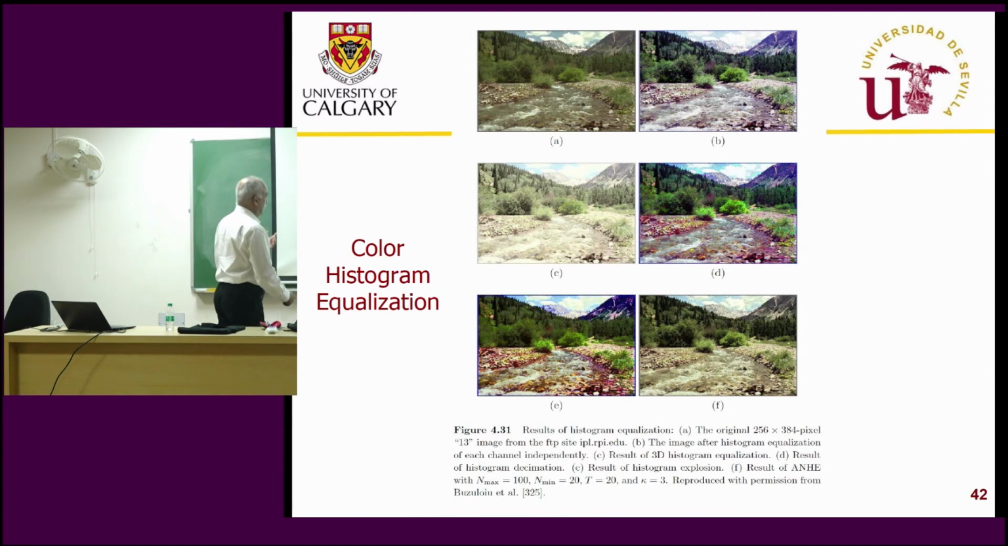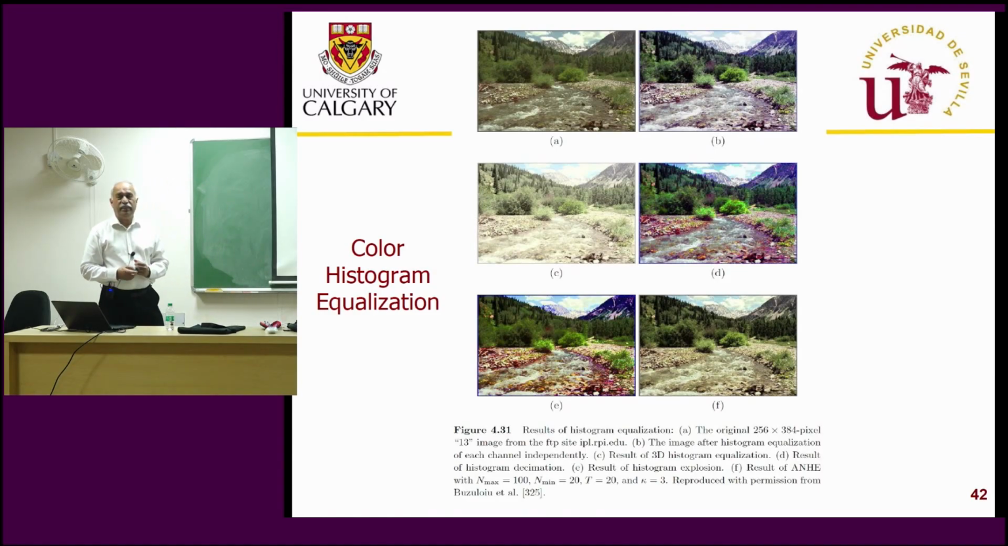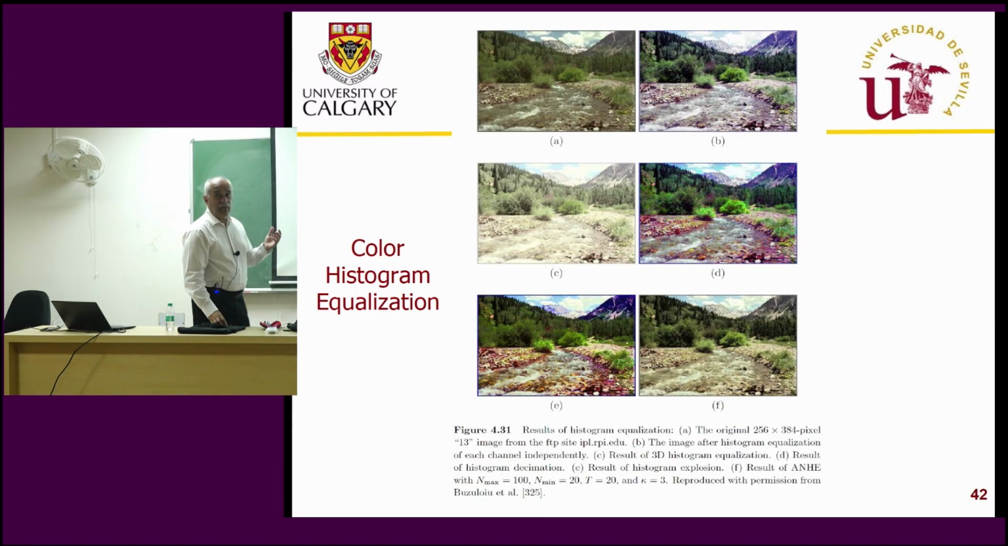Mihai Ciuc from Romania with Professor Buzuloiu, we did this work and published this many years ago, 25 years ago, in the Journal of Electronic Imaging. Color histogram equalization, there are a few different methods. The histogram of a color image is a 3D entity. And based on that, some have said equalize in 3D, equalize RGB separately, and there are many other algorithms.